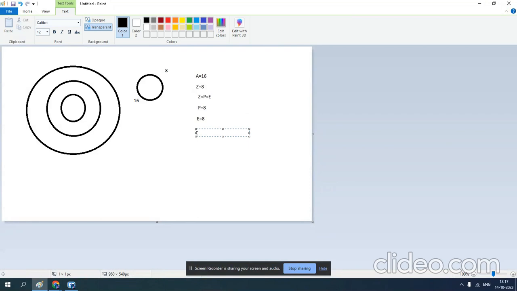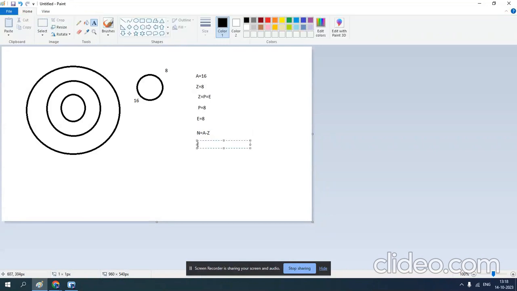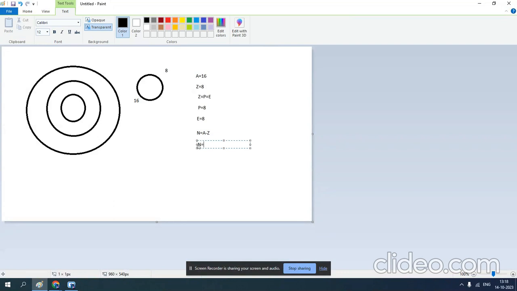Now we found protons, electrons, A and Z. Now we need to find the neutrons. N equals A minus Z. A is the mass number, Z is the atomic number. That's the formula, you need to write that in the exam. Then N equals 16, which is A, minus 8, which is the Z value, as you see here.